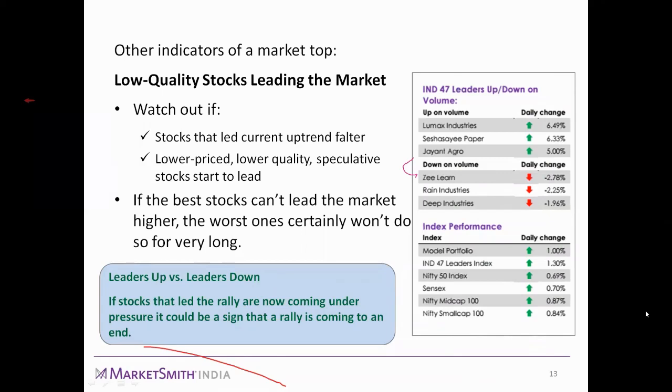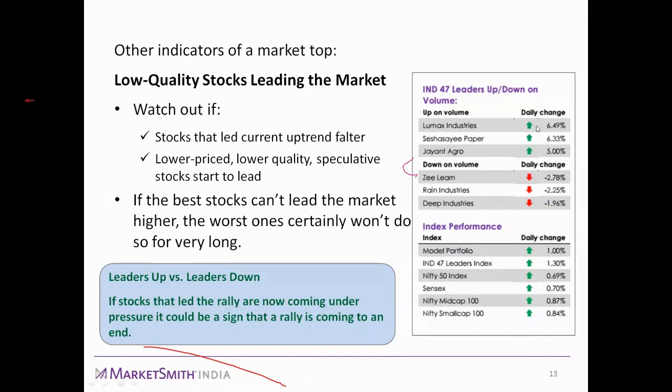So if you are invested in those stocks, or planning to invest in them, be careful, because those kinds of runs will not last for a longer period of time, and you might see a downtrend very soon. So, leaders up versus leaders down. If the stocks that led the rally are now coming under pressure, it could be a sign that the rally is coming to an end.